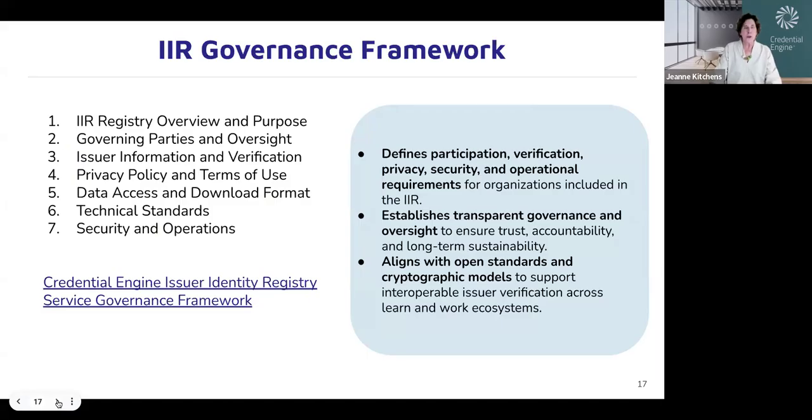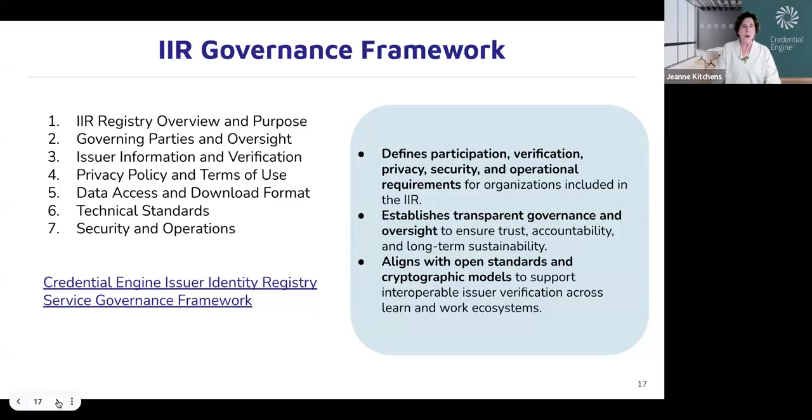So I've mentioned the governance framework, and we definitely need to share that link with everyone. The governance framework is very robust. This is a table of contents of that governance framework. So you can see that it covers at least all of the things that we believe to be important to provide transparency and to show that you can trust the Credential Engine Issuer Identity Registry.